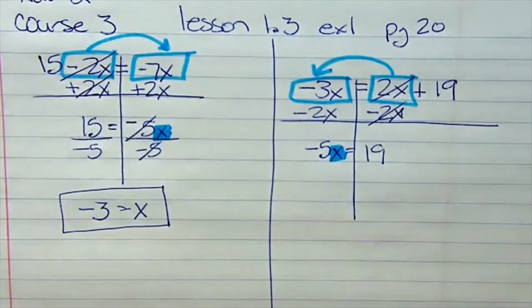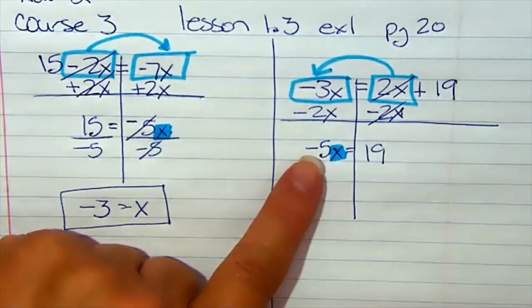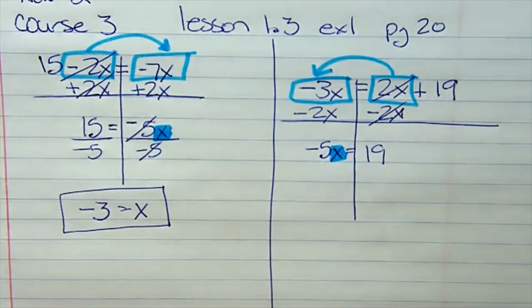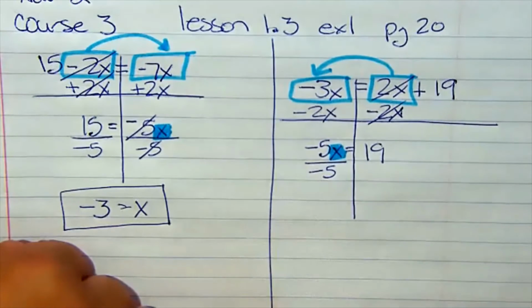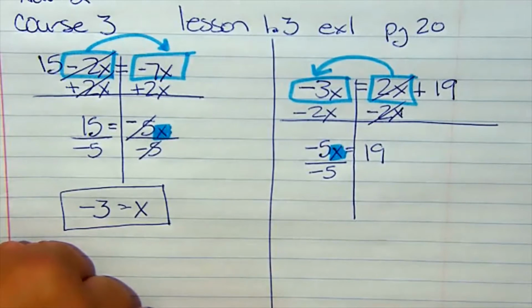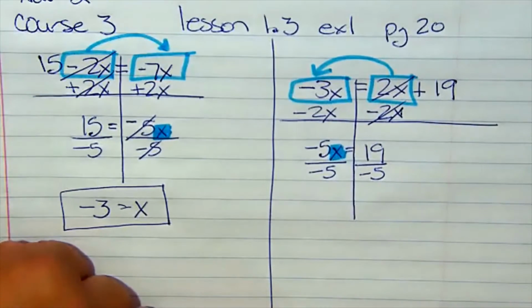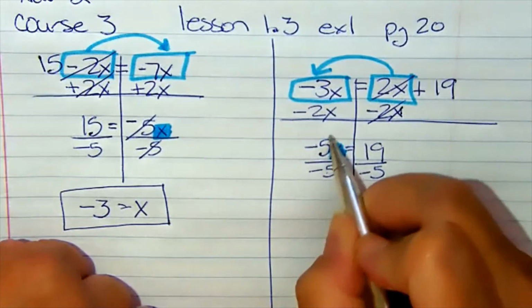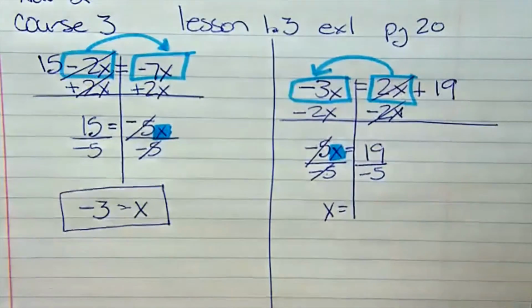Now, this is a problem you already know how to do. I need to isolate that variable. So I need to get rid of this times negative 5. Well, to undo times negative 5, I'm going to divide by negative 5. Okay, what I do to one side, I must do to the other. So -5 divided by -5 is 1. They effectively cancel each other, and I'm left with x.